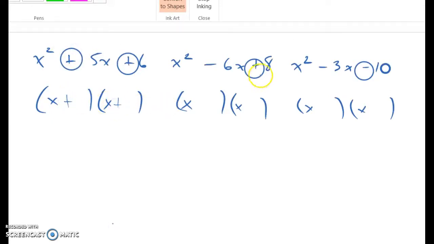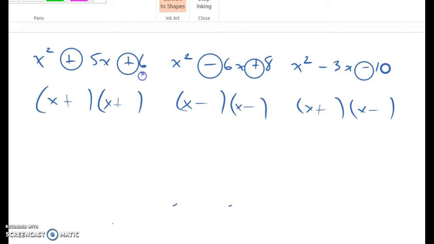Look here. What signs, when multiplied together, always give you a positive? Well, either 2 positives or 2 negatives. But now we look at this sign, and we see that that's negative. So we're going to put 2 negatives. What 2 signs, when multiplied together, give you a negative? Well, that's a positive and a negative. So we're going to put 1 positive and 1 negative.